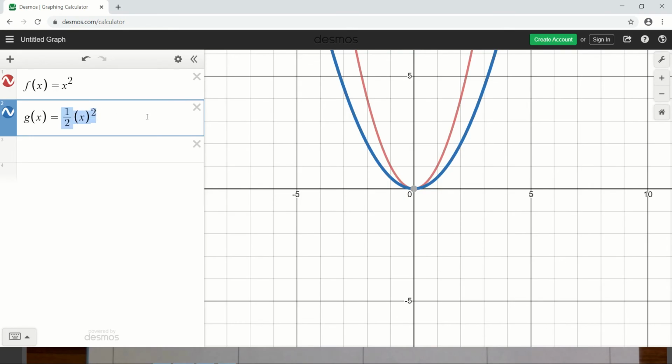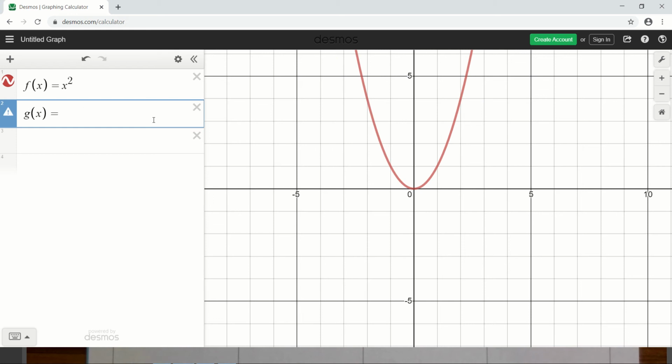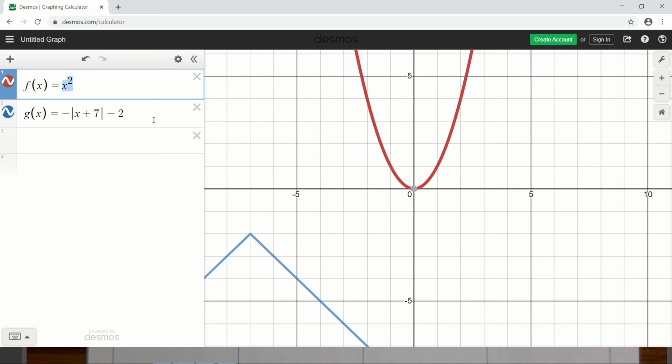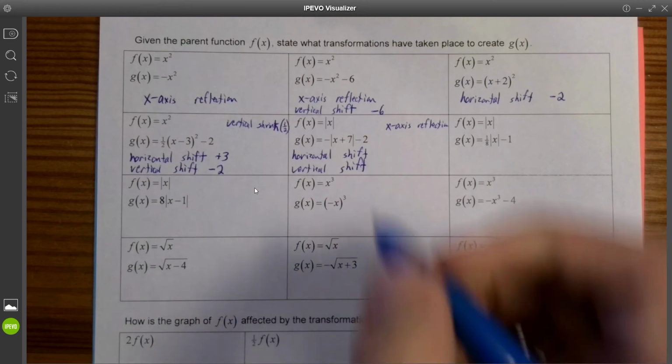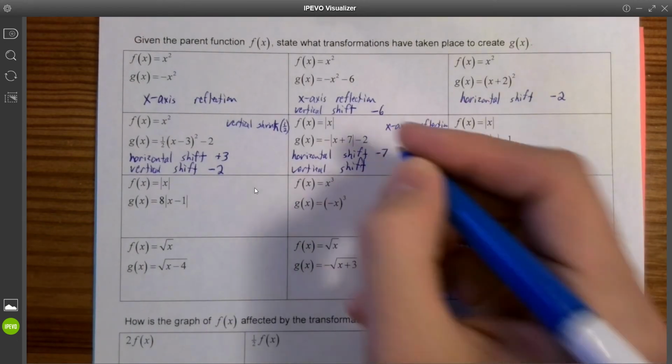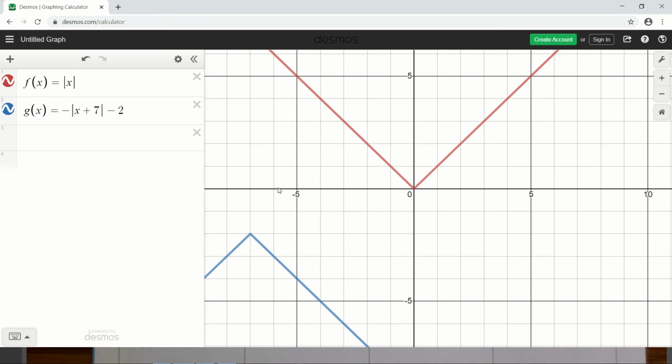So let's type that in. Negative absolute value of x plus 7, and then minus 2. And then up here we'll just put absolute value of x. Absolute value is the button above the enter key. Press shift and then that. Okay, so we indeed have had a horizontal shift going from red to blue. So we went 1, 2, 3, 4, 5, 6, 7. And we went 7 to the left. See? We went 1, 2, 3, 4, 5, 6, 7 to the left.